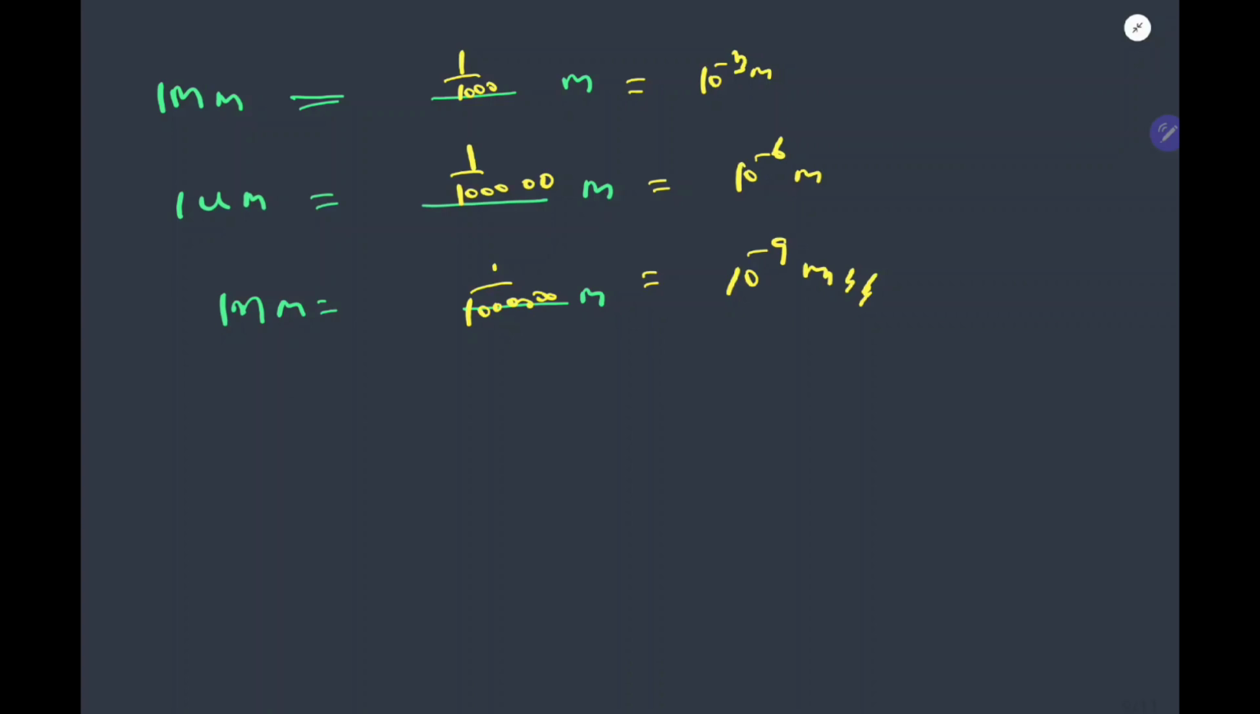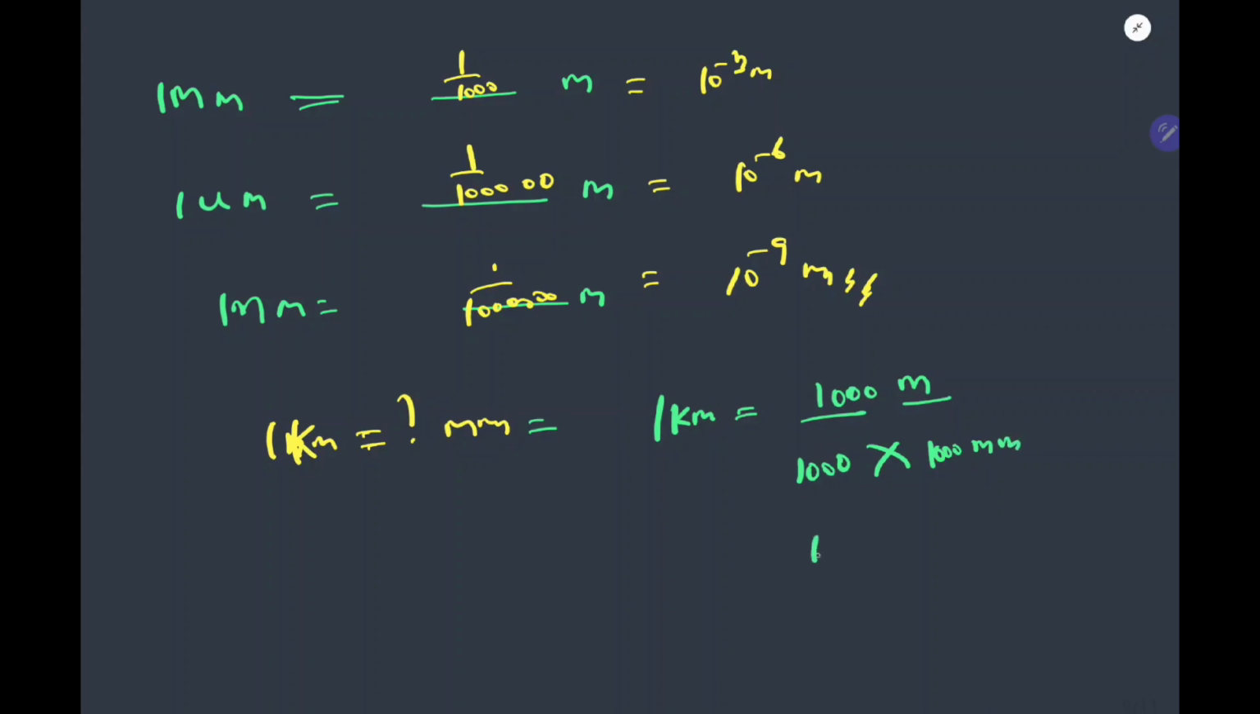And I have another question for you. Convert 1 kilometer into millimeters. How many millimeters in 1 kilometer? I will solve this for you. 1 kilometer is equal to 10 cube meters, that means 1000 meters. Keep 1000 aside. 1 meter is equal to how many millimeters? It's 1000 millimeters.